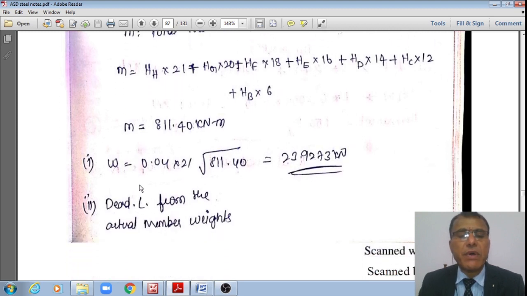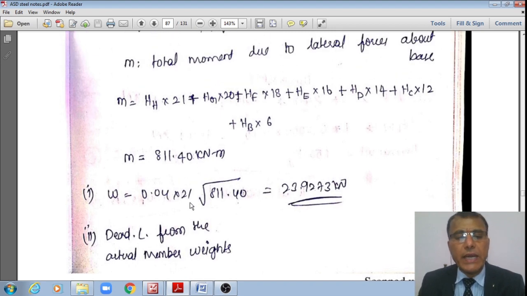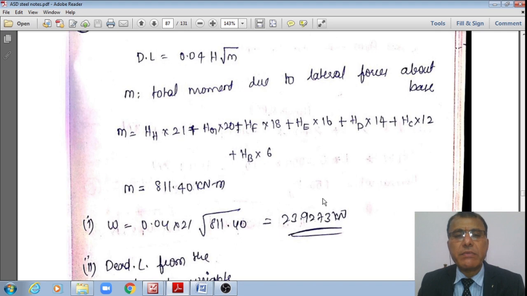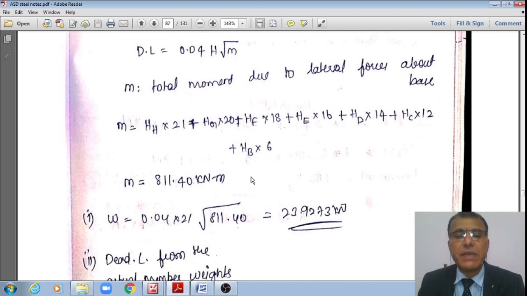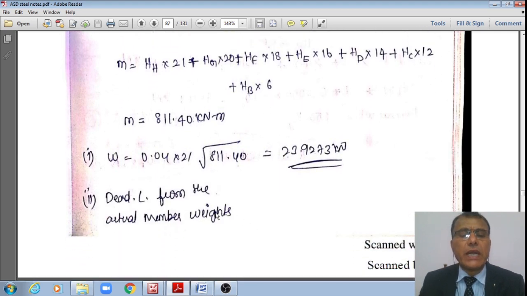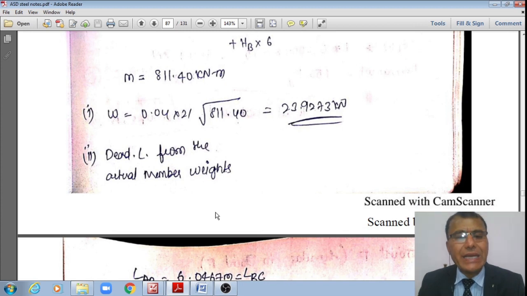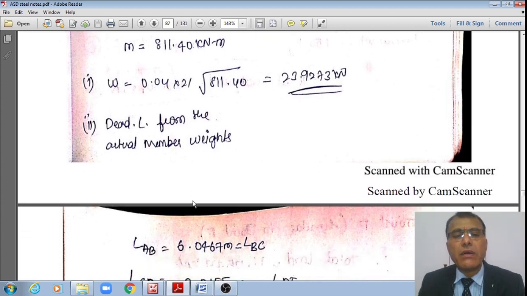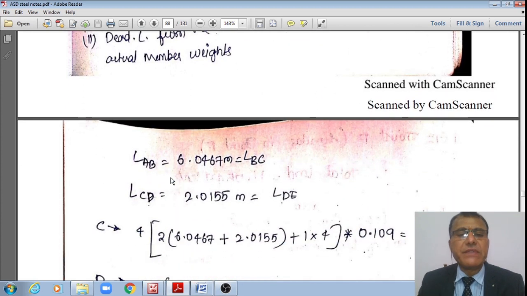Using this empirical formula, the self weight W is equal to 0.04 H, total height is equal to 21, square root of 811.4. It is around 23.9273 kilonewton from this empirical formula. However, now I will try to calculate this dead load from the actual member weights of these different members.